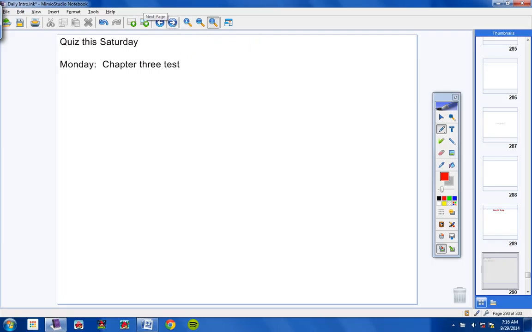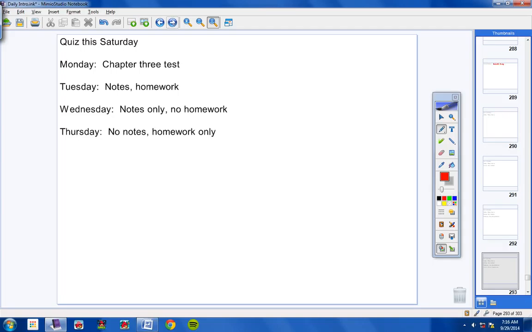Here's the schedule for the week. Today, we're going to take our Chapter 3 test. On Tuesday, tomorrow, we're going to have notes and homework. Wednesday, we'll have notes only, no homework. The lesson's pretty long, has a lot of information in it. Thursday, no notes, just homework only. And on Friday, we're going to have notes and homework, okay? Saturday, you'll have another quiz.